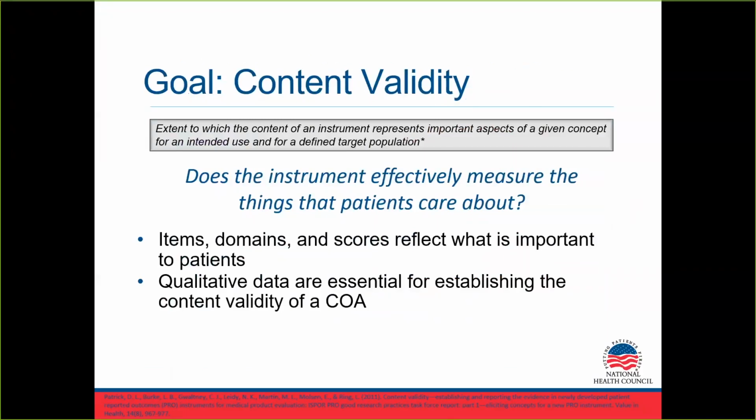So when we talk about content validity, we're really talking about our goal for this. And we're asking whether the instrument effectively measures the things that patients care about. This means that items, domains, and scores reflect what is most important to patients. And we do this through generating qualitative data, and that is essential for establishing our content validity of our COA.